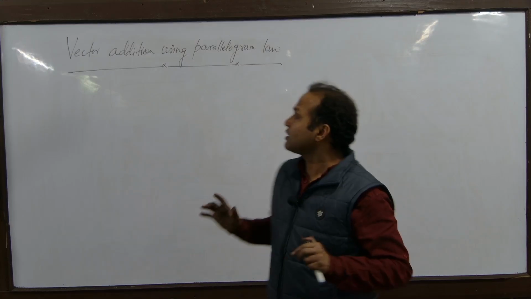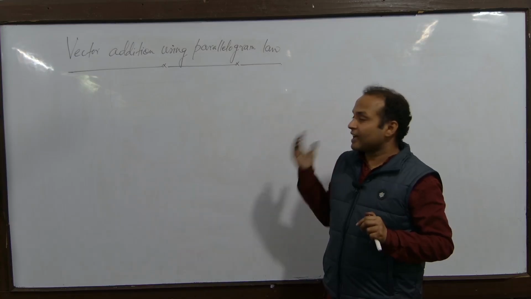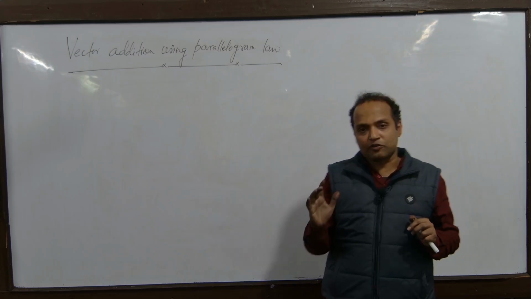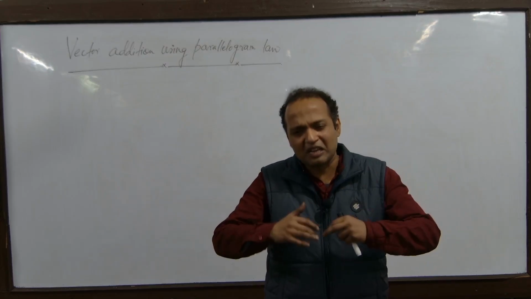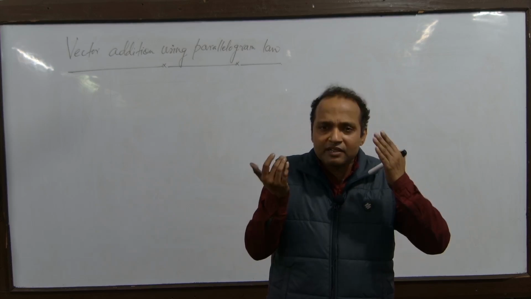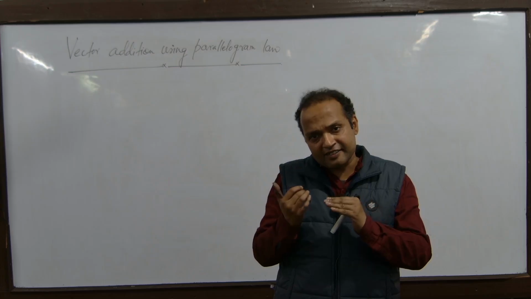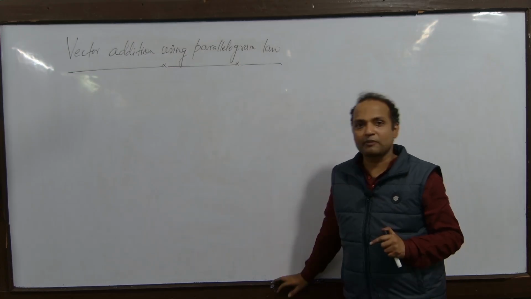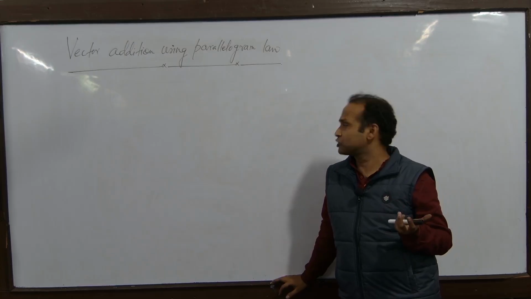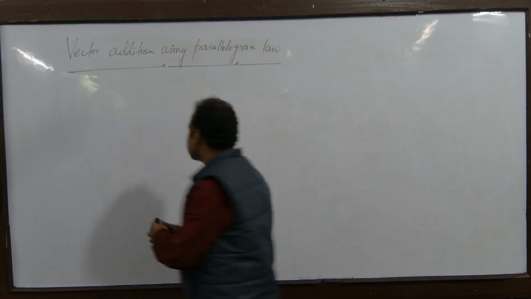Okay, and see, in class 11th you will learn many other laws also to calculate vector addition: component method, triangle law, polygon law. But when you are entering class 11th, you must at least know this parallelogram law based on geometry, completely geometry. What is this?